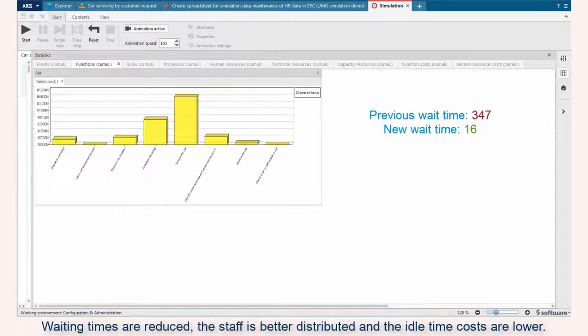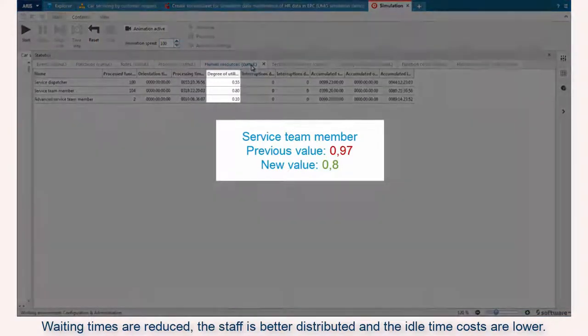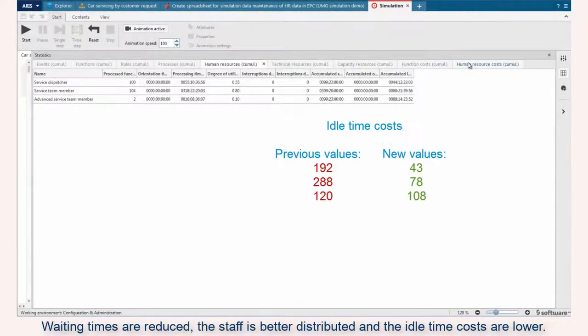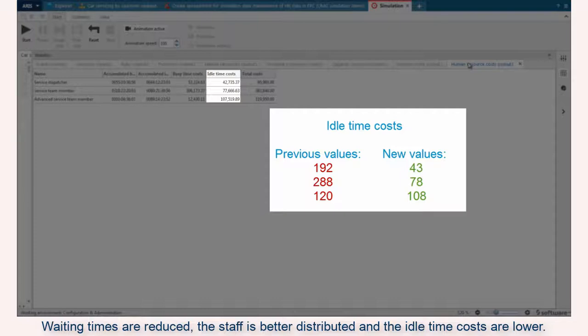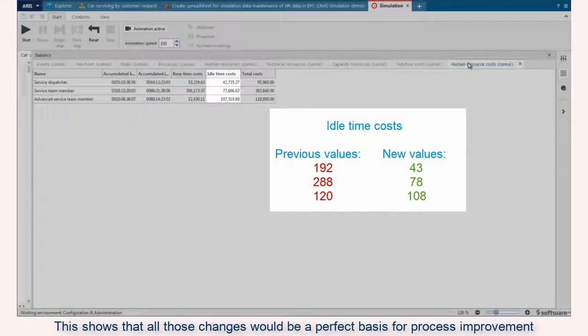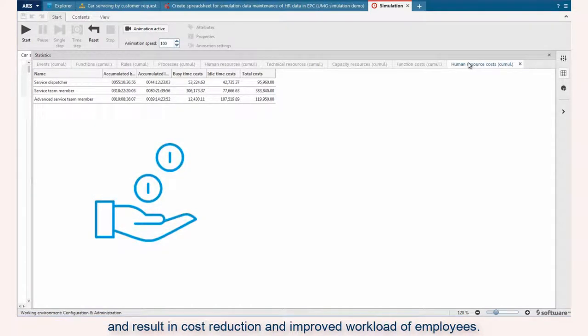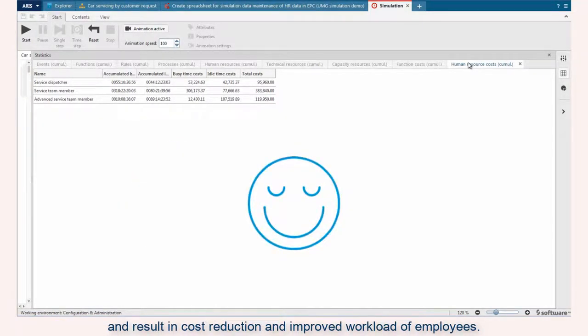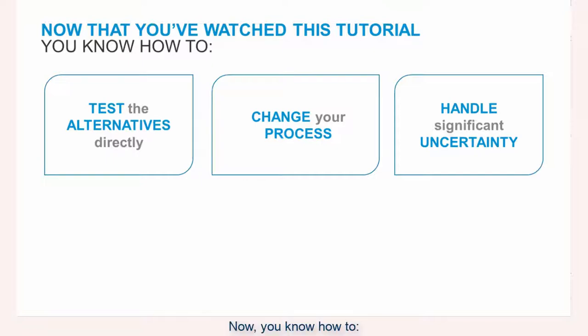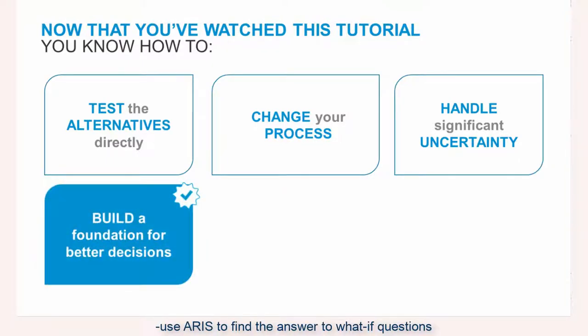Waiting times are reduced, the staff is better distributed, and the idle time costs are lower. This shows that all those changes would be a perfect basis for process improvement and result in cost reduction and improved workload of employees. Now you know how to use ARIS to find the answer to what-if questions.